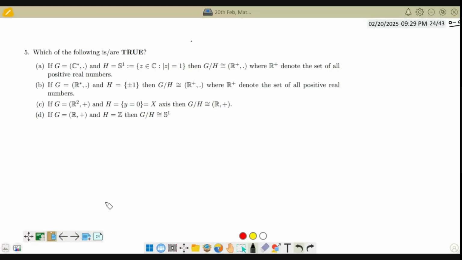Okay, fine. So should I continue with group theory or move to ring theory? Maybe you can continue group theory, if you want.